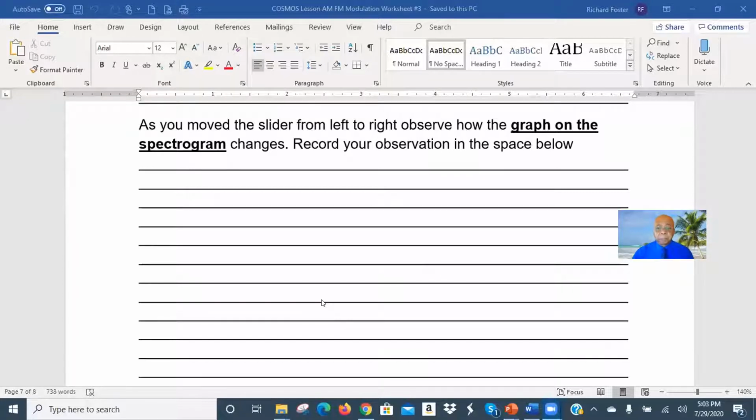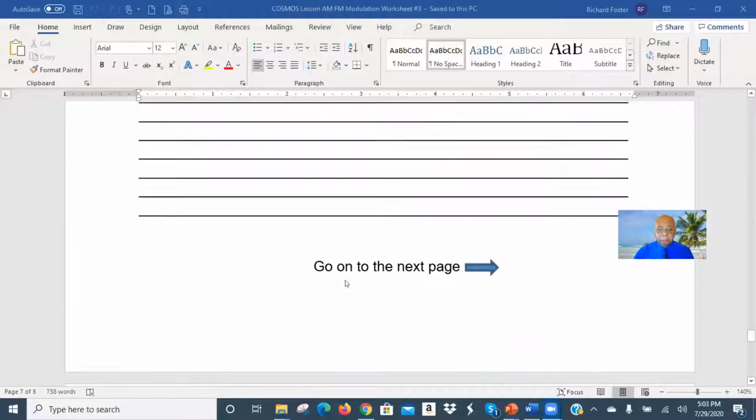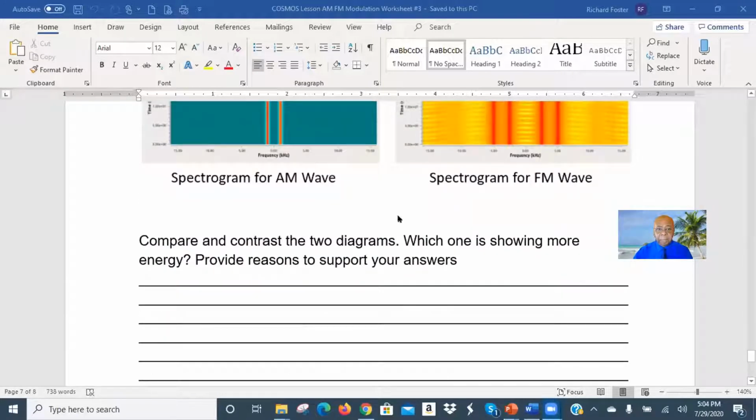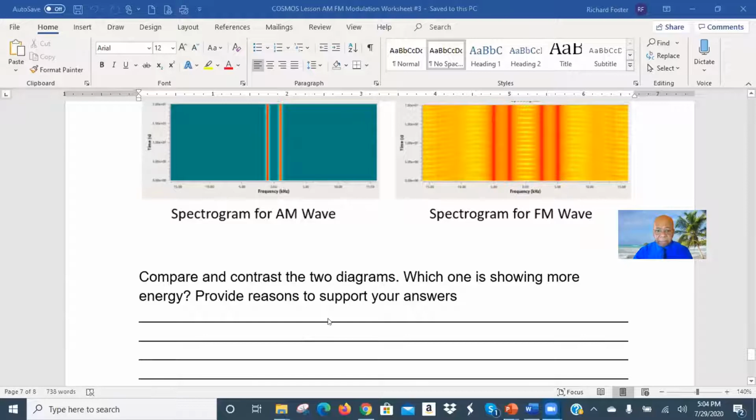Okay, so moving right along, you first saw this spectrogram when you looked at AM modulation. And then just now you looked at FM modulation and you saw this spectrogram. So what you're going to do for me now, look at the two of them. Remember what I said about power. And you're going to compare and contrast those two diagrams and write your answers at the bottom.